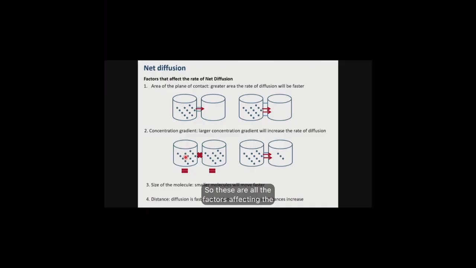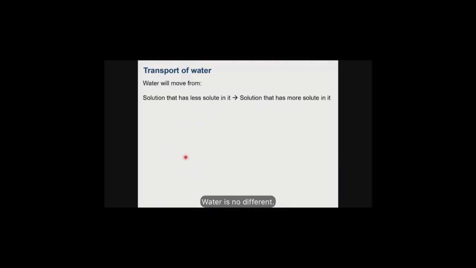All right, so these are all the factors affecting the rate of net diffusion, how fast those molecules can move from one compartment to another. Water is no different. Water will move from where we have a lot of water to where we have very little water, okay? So it moves down its own concentration gradient. However, measuring the concentration of water is very hard, right? So we normally talk about the movement of water in terms of the solute. Solutes are the particles that are dissolved in that liquid, that water. Water would be the solvent, okay? So we talk in terms of the concentration of the solute to indicate the direction of movement of water.